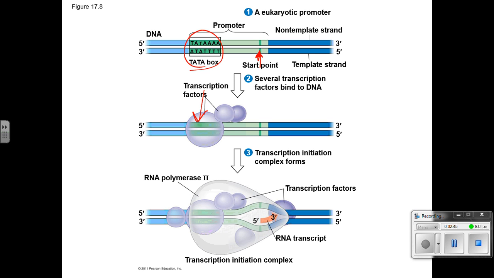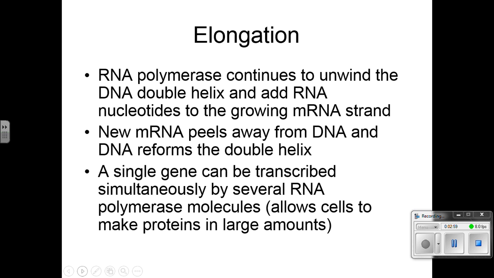So here we've got RNA polymerase binding. We've got our transcription factors. We're ready to go. We're going to break the DNA apart. We're going to go 5' to 3', and we're going to start building our RNA. RNA polymerase will continue to unwind the DNA and add the RNA nucleotides to the growing mRNA strand. The new mRNA is going to peel away from the DNA, and DNA will go back to its double helix form. A single gene can be transcribed simultaneously by several RNA polymerase molecules, and that means that you can make a large amount of protein. You can make lots in a short amount of time.